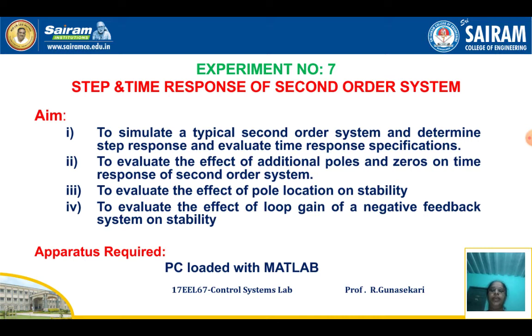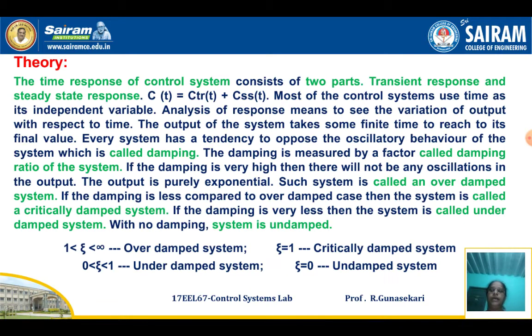To evaluate the effect of additional poles and zeros on time response of second order system. Third one, to evaluate the effect of pole location on stability. Fourth one, to evaluate the effect of loop gain of a negative feedback system. Apparatus required: PC loaded with MATLAB.